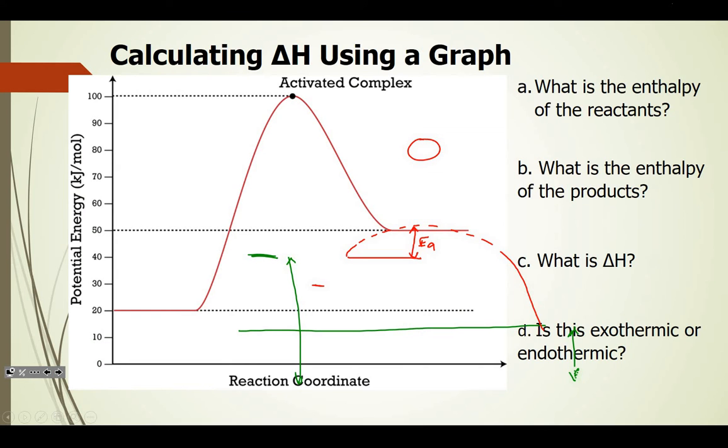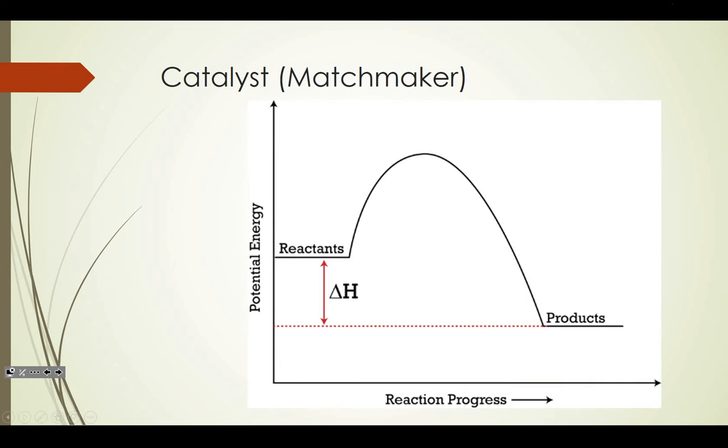Whoops, let's try that again. So I'll go back again. A negative delta H, and I lost all my stuff before. Lovely. I can also identify my activated complex. I can identify the total reaction activation. Whoops, try that again.